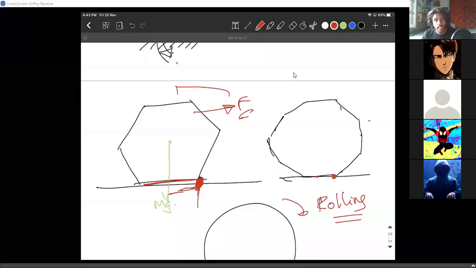So this is basically rolling, and we are going to talk about rolling in the next class, which is not tomorrow, because tomorrow is just a problem discussion. We'll discuss all the problems tomorrow.